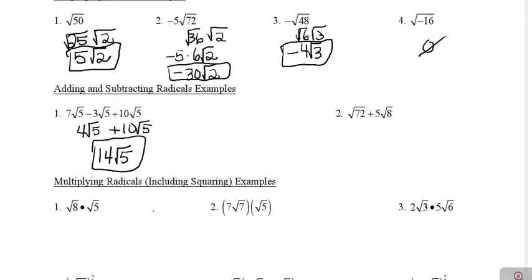I would always double check to see, can I simplify that square root number? Can I simplify the square root of 5? No, we can't. So we're done. Always look to see if it's completely simplified.